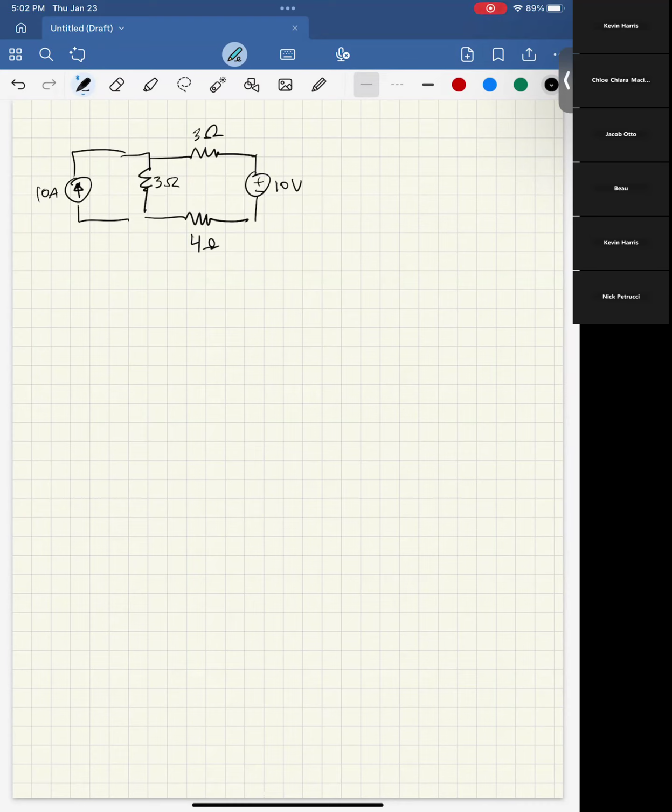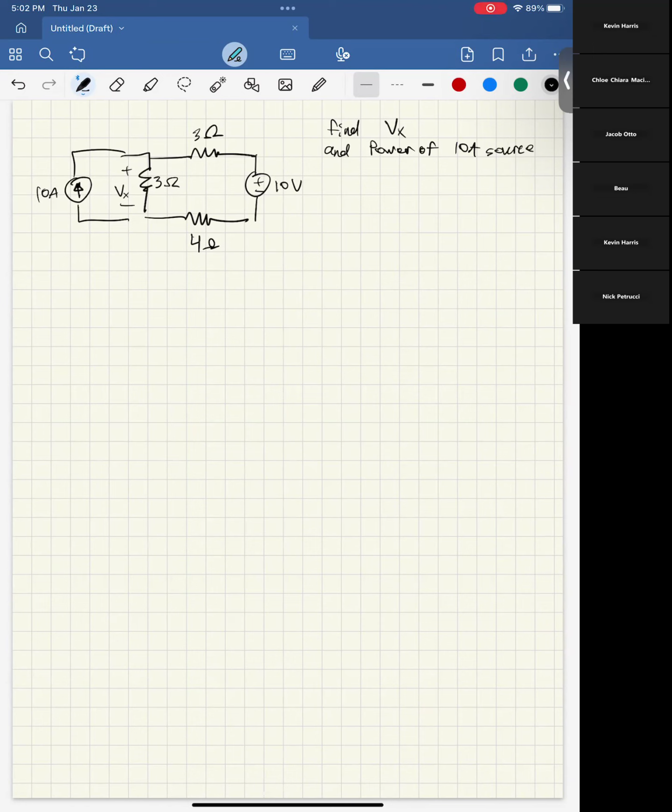So here, the question is saying, and here is labeled as Vx. So find Vx and the power of the 10 amp source.